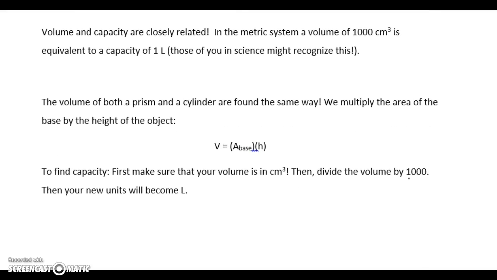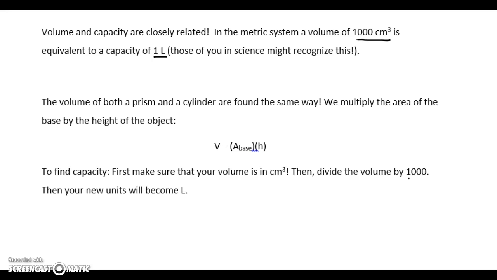So volume and capacity are closely related. In the metric system, we know that a volume that is 1,000 centimeters cubed is equivalent to 1 liter. If you're in science, maybe Science 10, you might recognize this type of conversion. If not, hopefully throughout this lesson and throughout the course, you will get more comfortable with converting between volume and capacity.